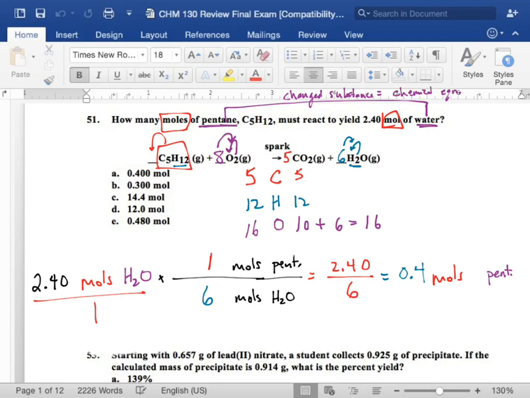A and E are pretty close. A and E are not different by sig figs. That's a numerical difference. Does that answer your question? Okay. So set up the process behind this.